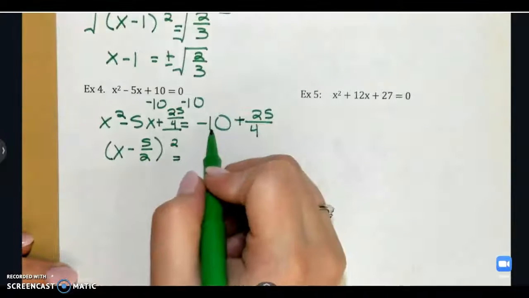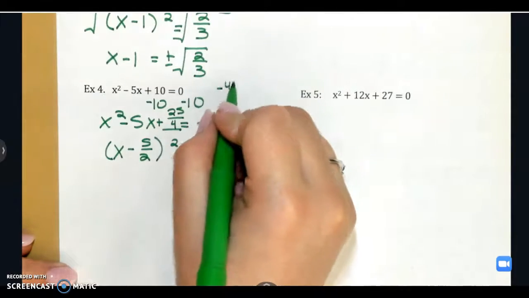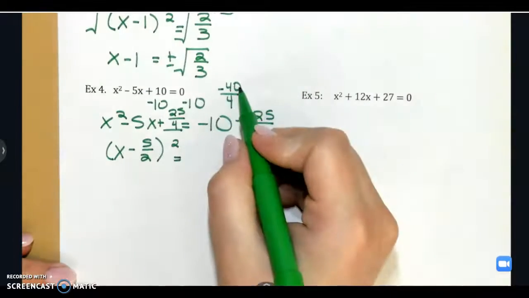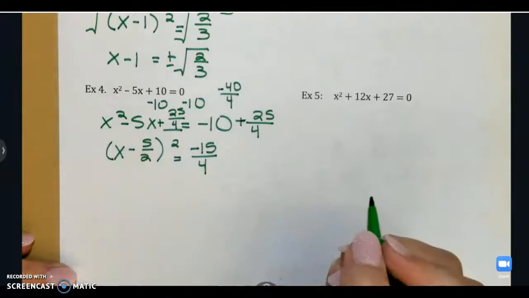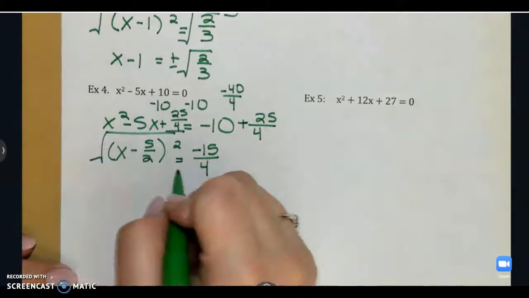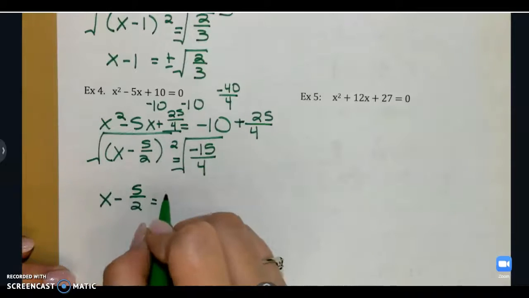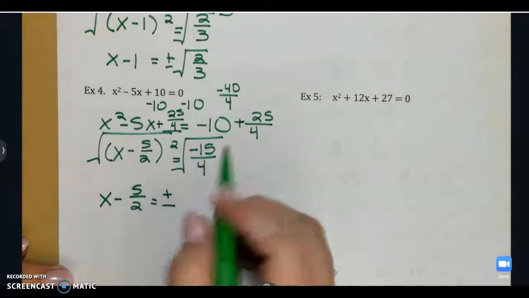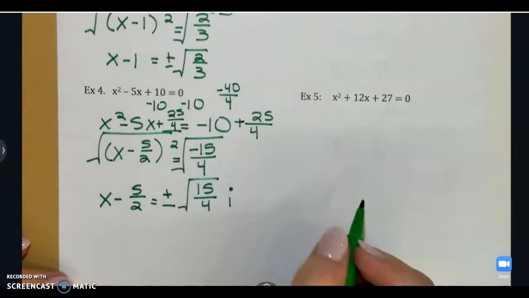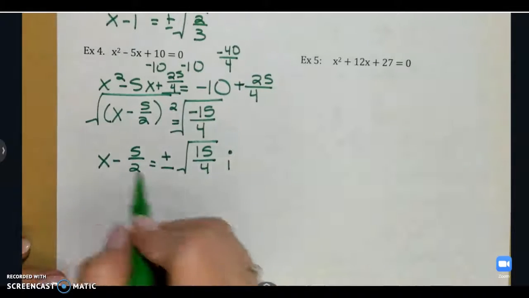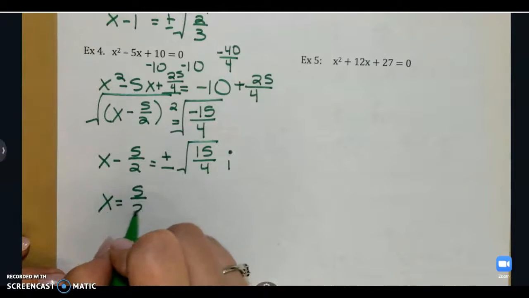So let's combine this. I need a common denominator, so negative 10, that's the same thing as negative 40 over 4. So negative 40 plus 25, that gives me negative 15 over 4. Square root both sides. X minus 5 over 2 is equal to plus or minus. I have a negative inside of my radical, so that's going to be square root of 15 over 4 times i. There's where our complex numbers are coming back into play. Now I'm going to add this 5 over 2 to the other side.